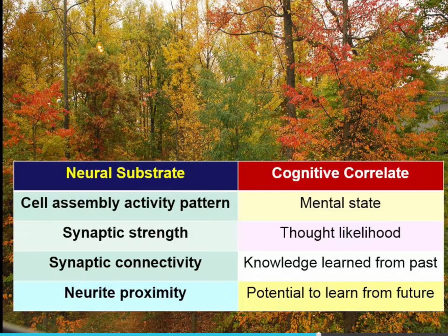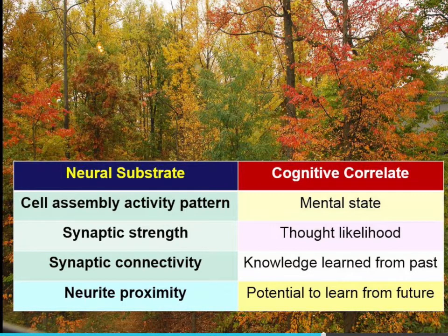So the summary of this is that I like to think about correlates between neural substrates and cognitive activity, or cognitive content, if you like. And so activity patterns in cell assemblies will correspond to mental state. This is the first principle, and again, I think it is relatively well accepted overall. Now, I think that synaptic strength, which I didn't really talk about, is much closer to the likelihood that we would think of something than to the actual learning.